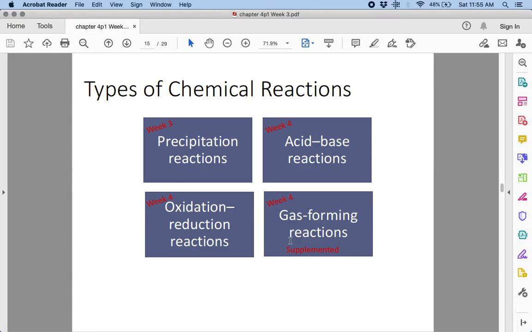These are the types of chemical reactions that we're going to discuss this week and into next week. Precipitation reactions we'll tackle during this slide presentation. We've touched a little bit on acid bases, but we're going to go into much, much more detail with that next week. Same with oxidation reduction reactions, also called redox reactions, as well as gas-forming reactions, which your book kind of skims over, so we'll talk about those as well.